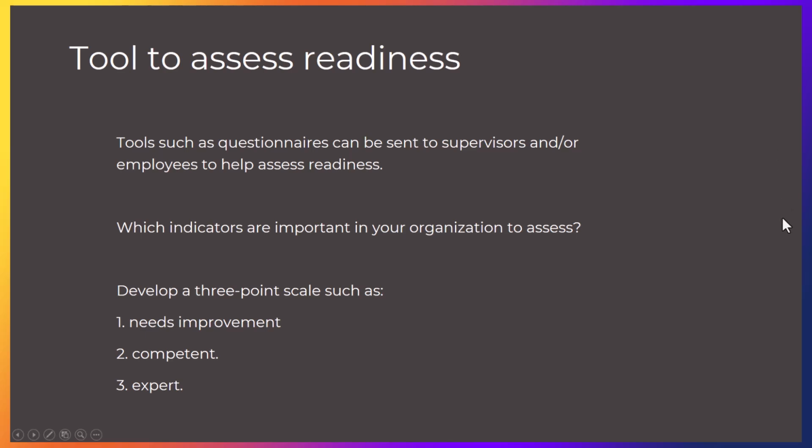So, tools to assess readiness. How are you going to find if people are ready for these roles or not? You can use tools such as questionnaires. They can be sent to the supervisors and/or the employees to help assess readiness. You're going to look for indicators. So what indicators are important to your organization's success, right? What's important for you guys to look at? You can develop a 3-point scale, such as theirs here, which is pretty simple: 1, needs improvement, 2, competent, and then 3, expert.